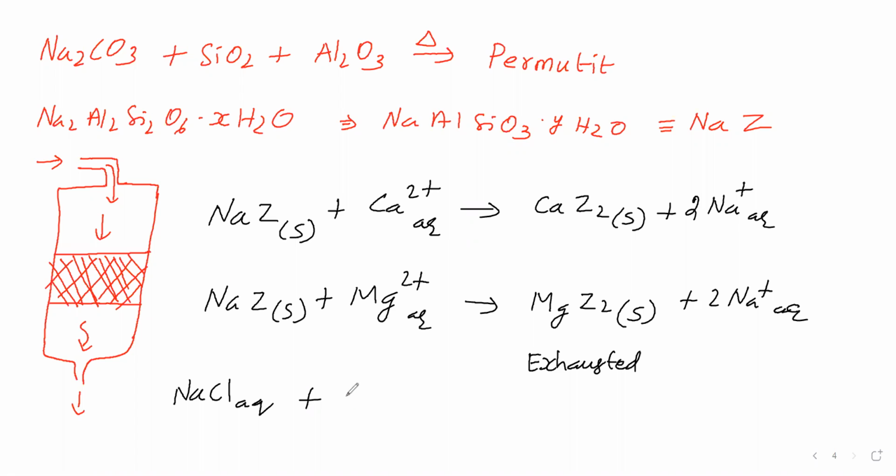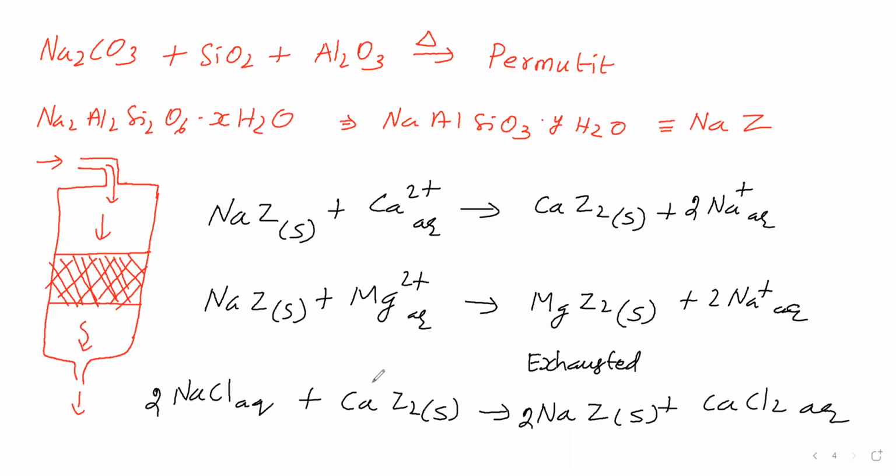Now we take the exhausted permutit. Calcium ions and sodium ions get displaced. So we get permutit NaZ. Then the calcium ion takes chlorine and becomes calcium chloride aqueous solution. You are passing sodium chloride aqueous solution here, coming through this exhausted permutit. Now the calcium ions and sodium ions get displaced.